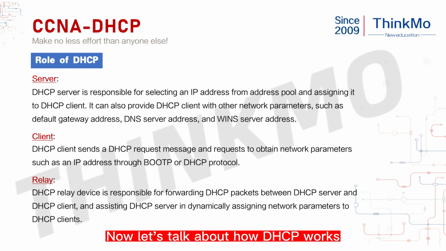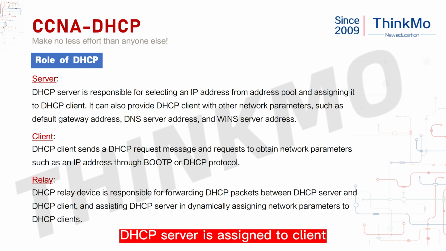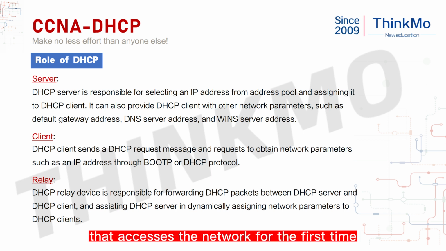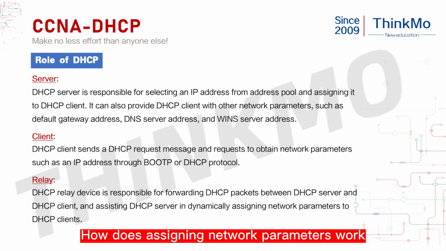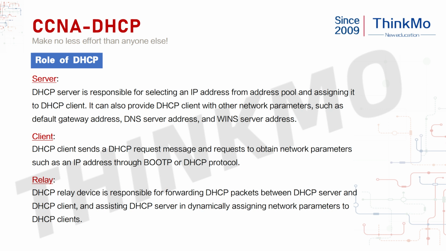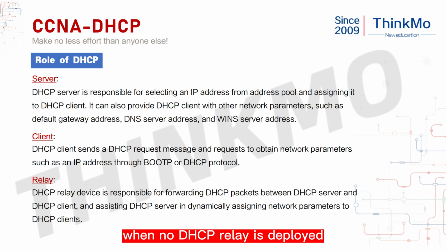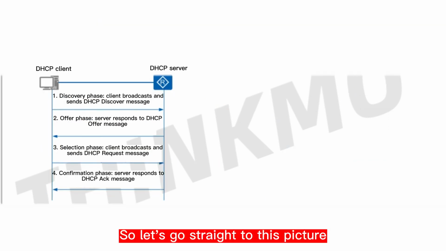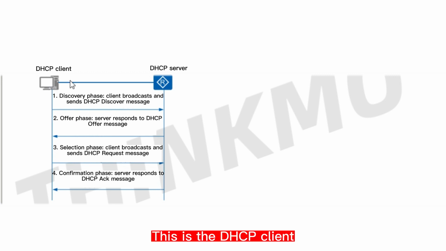Now let's talk about how DHCP works. The DHCP server assigns network parameters to a client that accesses the network for the first time. How does assigning network parameters work? Let's look at the no relay scenario. Relay problems will be explained later; here no DHCP relay is deployed. So let's go straight to this picture. This is the DHCP client, usually the host. This is the DHCP server.